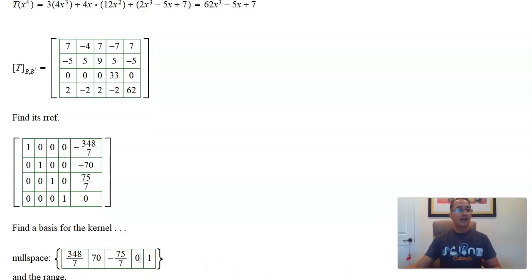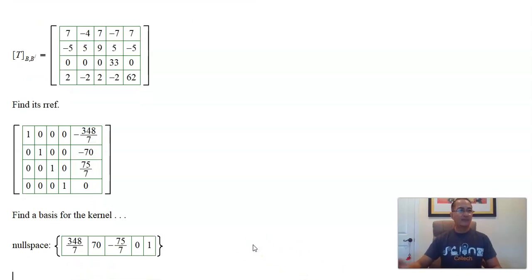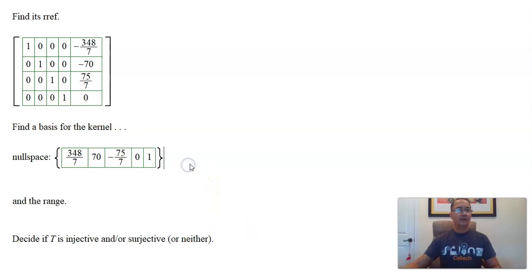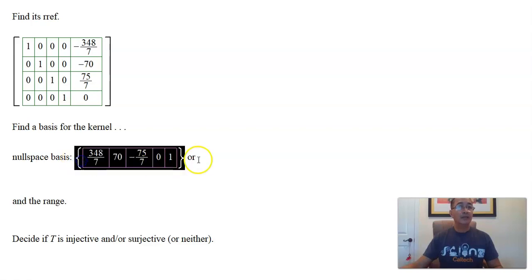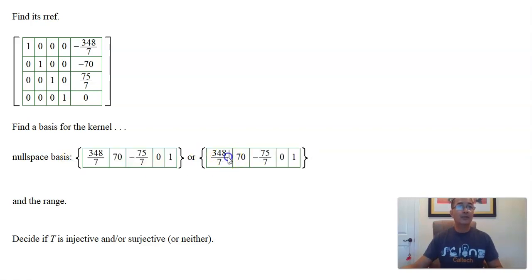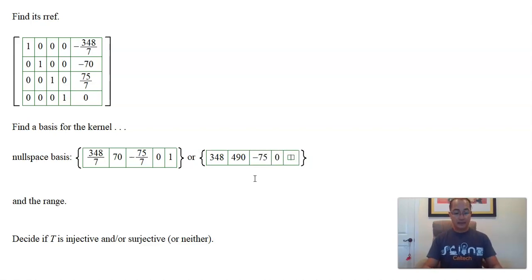Okay. And yeah, I usually say I want integers. So that's our null space basis. Therefore, a null space basis without fractions would be 348. 70 times 7 is 490. And then negative 75. And then 7. Okay. But remember, we're not finished yet.